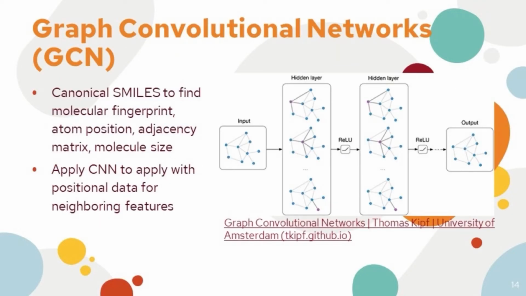Next technique is graph convolutional networks, or GCN. Like GNN, we extracted the features out of canonical SMILES and used the convolutional neural networks to train the model in order to receive the information about neighborhood relationship.